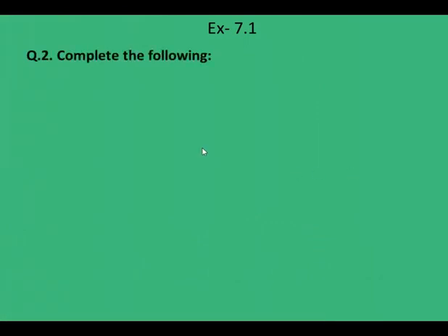Okay. Then we are having question number 2. Complete the following. Here you have been given different stepwise solutions. So we have to perform the same operation on both sides. The solution is according to the systematic method. Look, the equation is x plus 3 equal to 5.